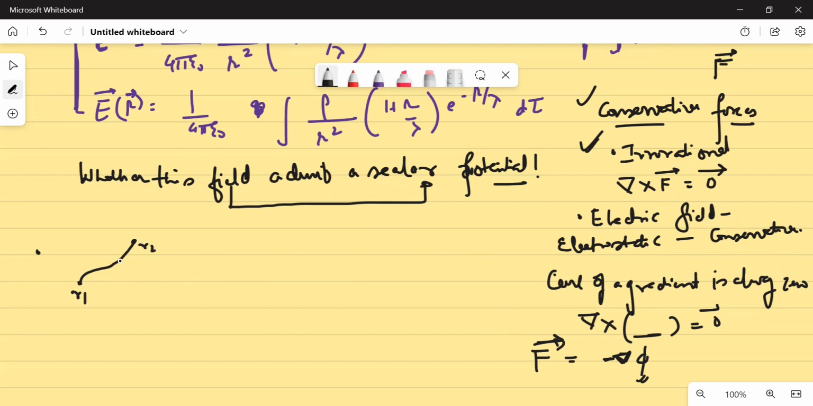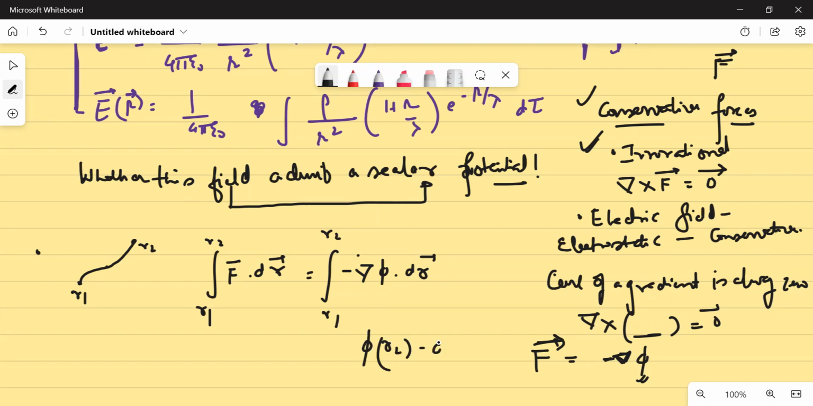So if I want to move my charged particle from R1 to R2, my net work done is given by the integral of F dot dr vector from R1 to R2. And eventually, I know that my F can be written as minus grad phi dot dr from R1 to R2. And this is minus del phi upon del r, r cap. So overall, you will understand that this is nothing but phi of r2 minus phi of r1.